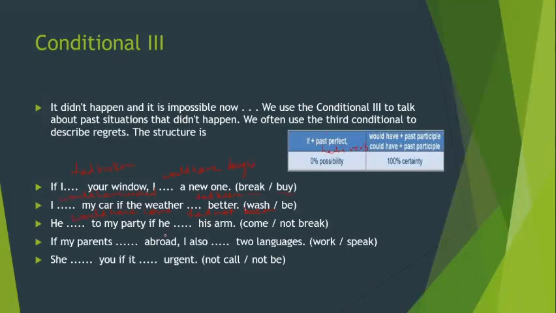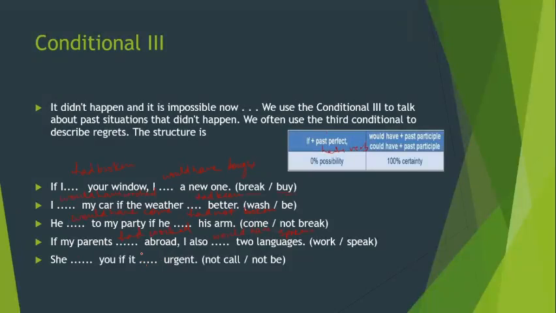Okay, so likewise, if my parents had worked abroad, I also would have spoken two languages. So with if, you have to use perfect form.